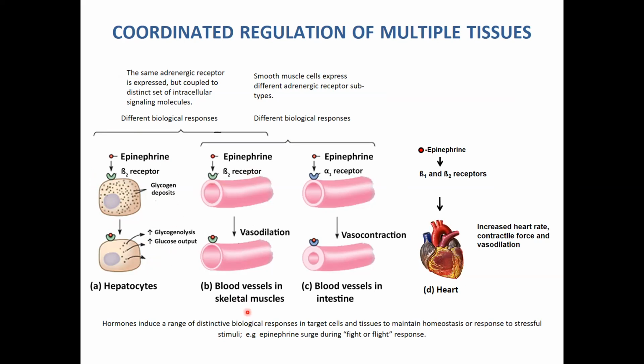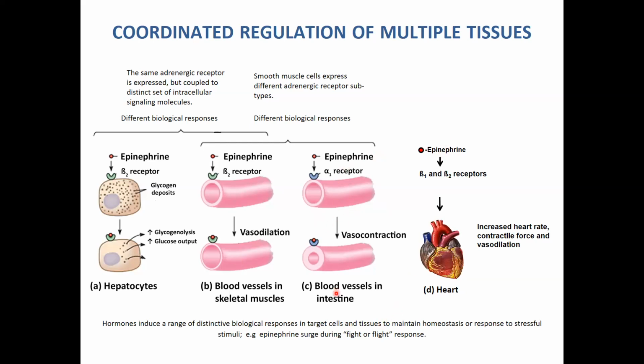In the blood vessels of the skeletal muscle, you see that that same receptor is coupled to a completely different biological response. Here, activation of adenylate cyclase is going to cause vasodilation. Now I can shift more blood to my skeletal muscle, and I can run or fight or whatever I need to do to get away from that bear.